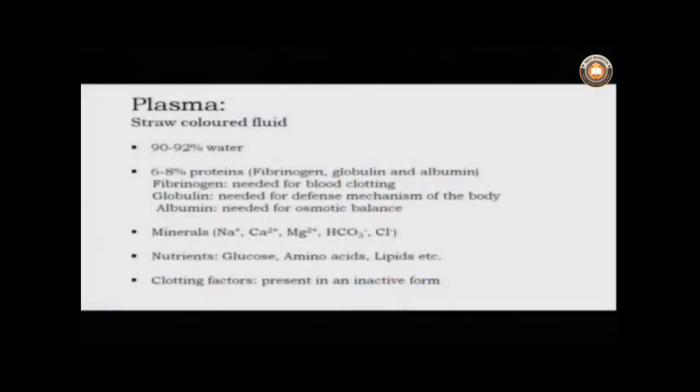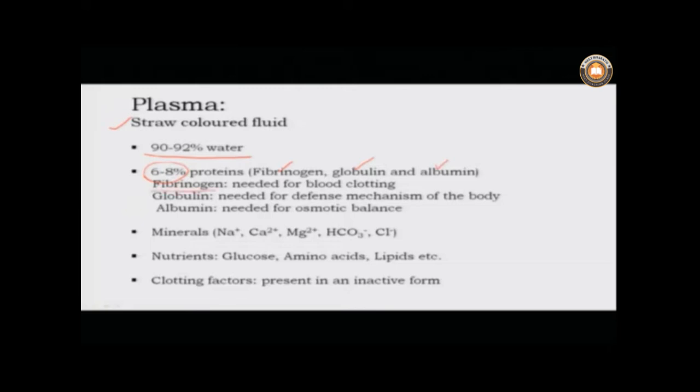Now, the plasma does not comprise just liquid, it also has some proteins and other substances dissolved in it, which I am going to describe now. So, this is a straw colored liquid and it is comprised of about 90 to 92% of water, and then it has a lot of proteins which make up about 6 to 8% of the total volume. So, this is mainly made up of fibrinogen, globulin and albumin.